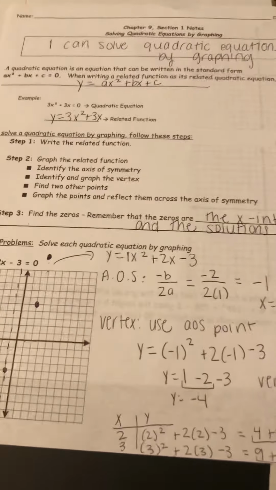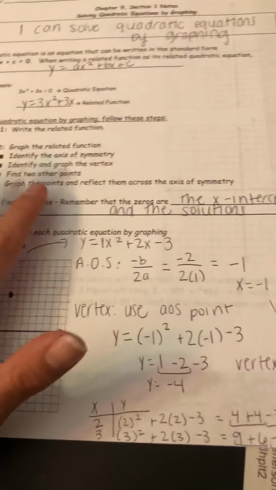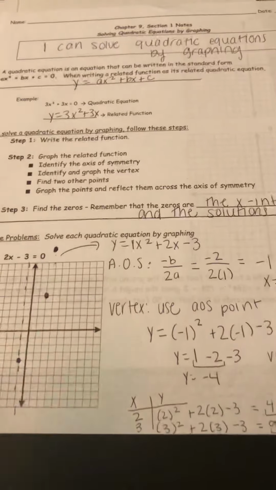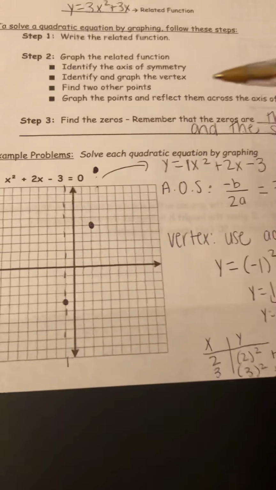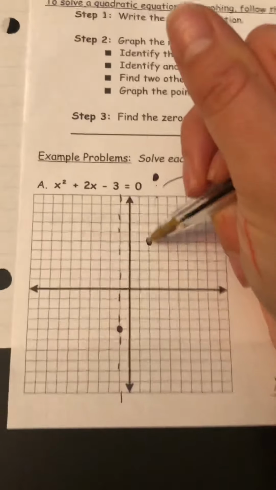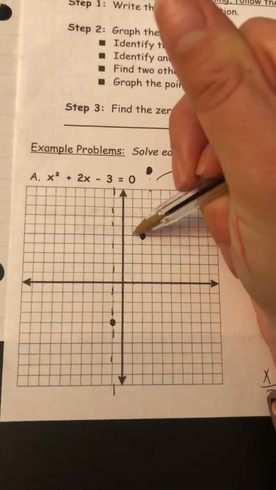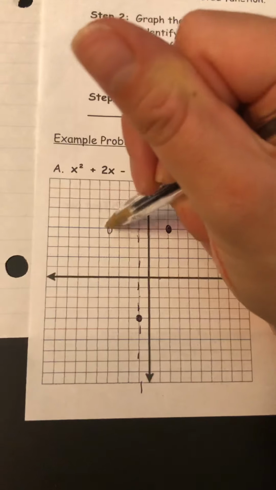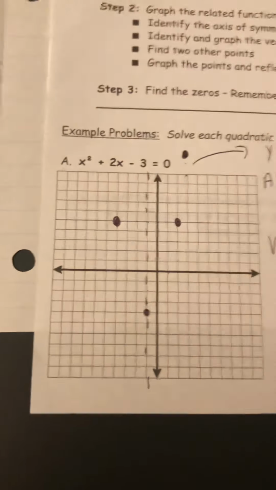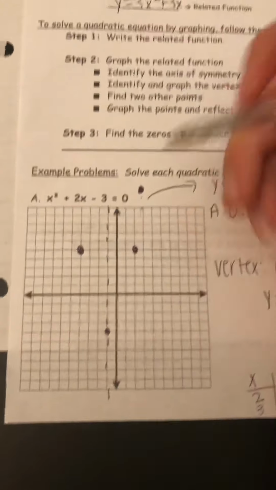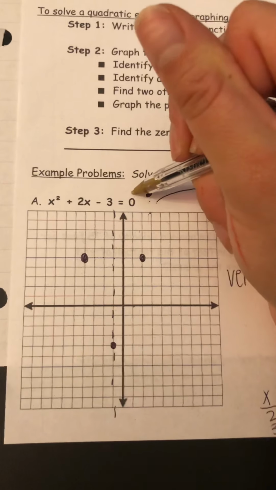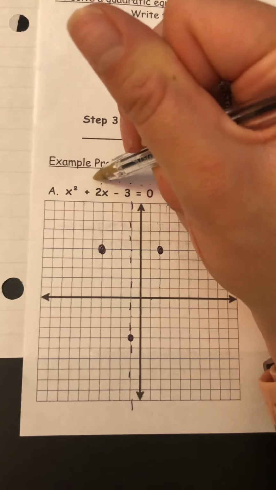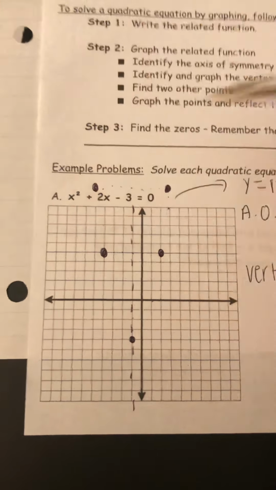Okay, so I graphed those points, but I didn't reflect them yet, so that's what I have to do. I'm going to reflect them across the axis of symmetry. So this is 1, 2, 3. So I got to count this way. 1, 2, 3. And this point is 1, 2, 3, 4 away. So I have to go 1, 2, 3, 4 away there.